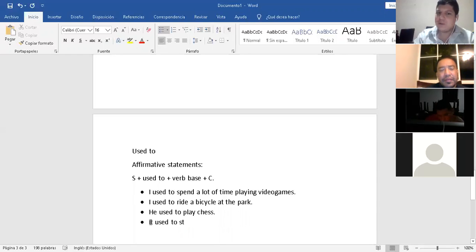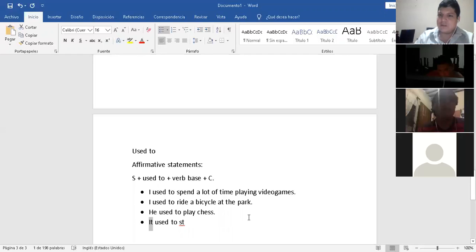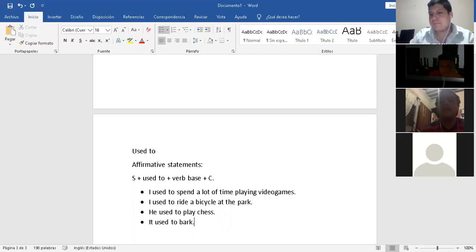Pero estamos ocupando it, ¿no? Que puede ser un animal. Puede ser un semáforo. It used to bark. Okay, nice. Solía ladrar. ¿Quiénes ya sabían cómo se dice ladrar? Bark. Entonces, así es que nosotros vamos sacando vocabulario que normalmente no ocupamos. Porque si queremos sacar la pregunta de un solo, vamos, I used to sleep, I used to eat, y no vamos a pasar de esos verbos.